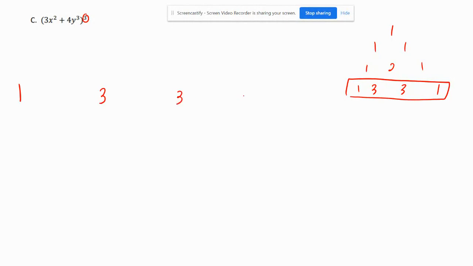Next, 3x squared plus 4y cubed, all cubed. So in this case, our n value is 3. So we're using the n equals 3 row for Pascal's triangle, and we have 1, 3, 3, 1. We have 3x squared cubed.